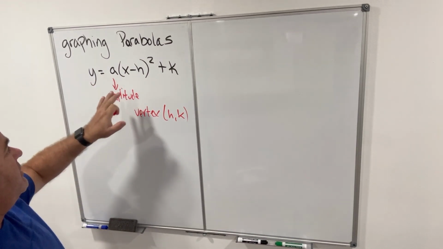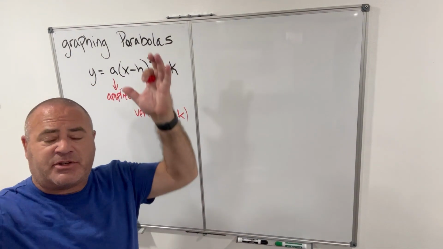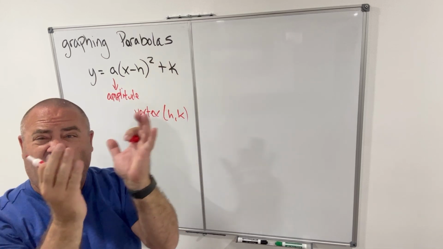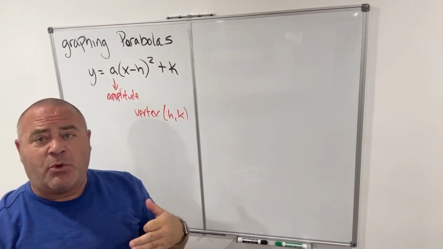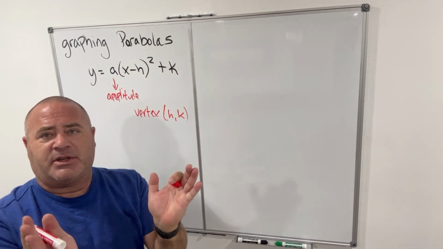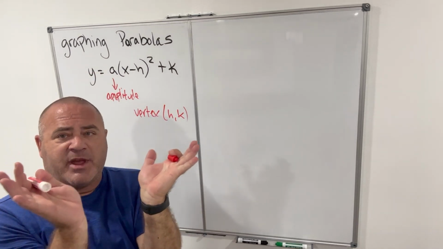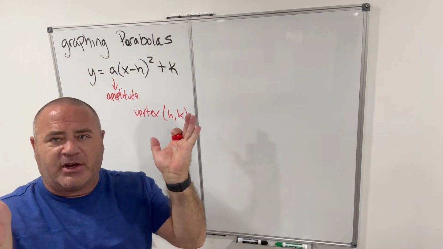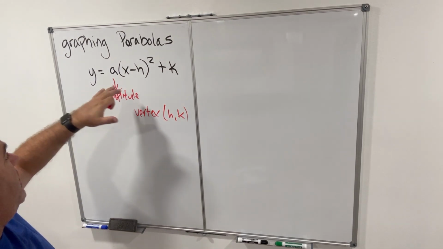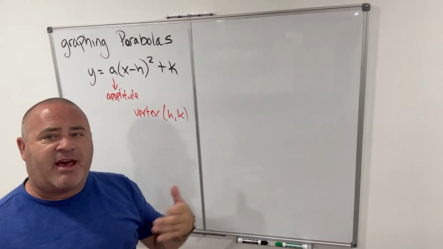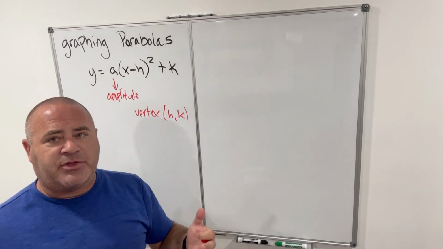So your amplitude tells you the higher the number, the faster that parabola is going up. And so you're going to have a skinny parabola. The lower that number is, the fatter it's going to be. So let's say that your A is 1/4, that's going to be a very wide parabola. It's going up very slowly. And so it gives you a pretty good idea. You could look at the equation and have a very good idea of what's happening with your parabola.